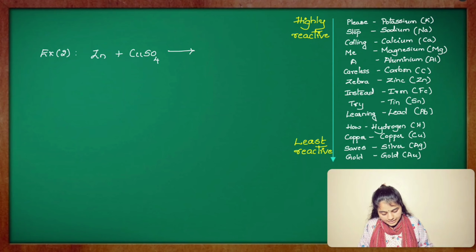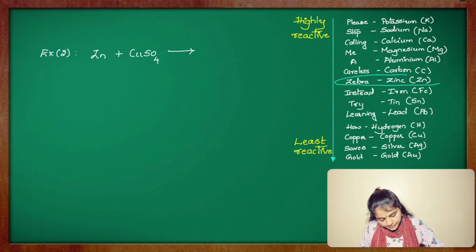In this reactivity series, zinc is present almost at the center and we have copper at the bottom. When you compare the positions of zinc and copper, clearly zinc is present at the top and copper at the bottom. So zinc is more reactive than copper and zinc can displace copper. This reaction is possible. Zinc displaces copper and we get zinc sulfate and copper, which is displaced from the copper sulfate solution.